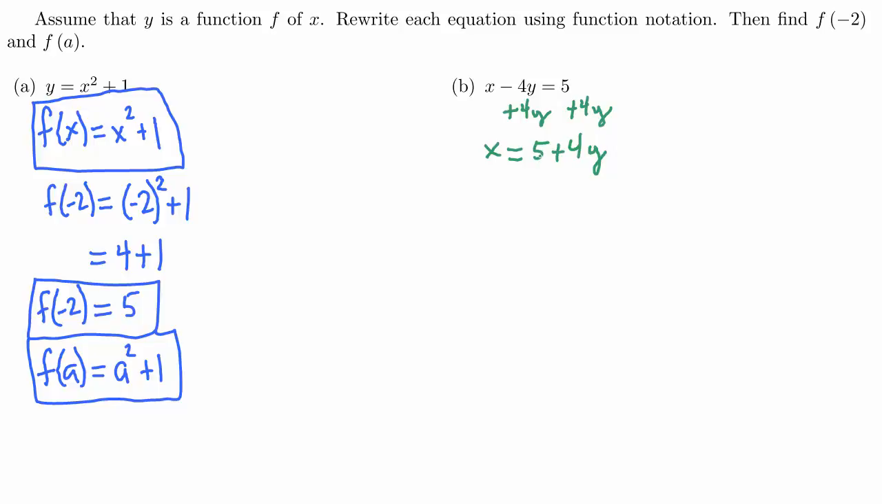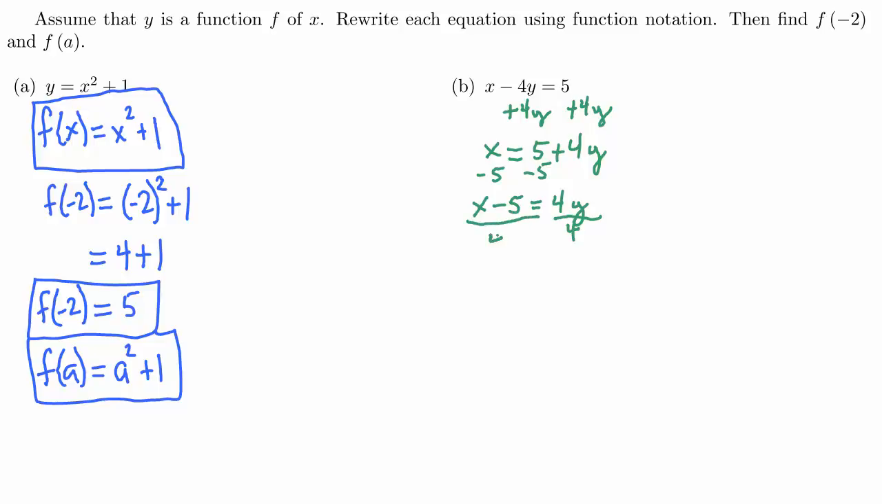Next, I want to get this 5 to the other side because it doesn't have a y. So I'm going to subtract 5 from both sides. When I do that, that gives me x minus 5 is equal to 4y. Now I can do one of two things here. I can multiply both sides by 1/4, or I can divide both sides by 4. It's the same thing, except I just wanted to go ahead and divide by 4 first.